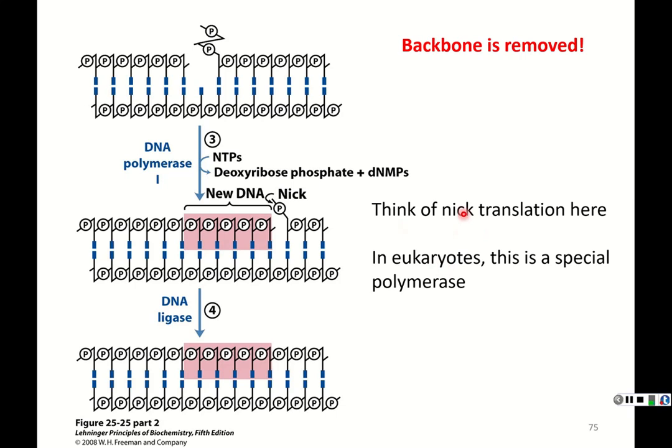Right, so this is fairly similar to nick translation, where DNA polymerase 1 is removing RNA primers and inserting a new small sequence of DNA there. It's going through the same process. And in eukaryotes, it's done by a special polymerase. And then at the end, you're going to need a DNA ligase because there'll be a nick there.